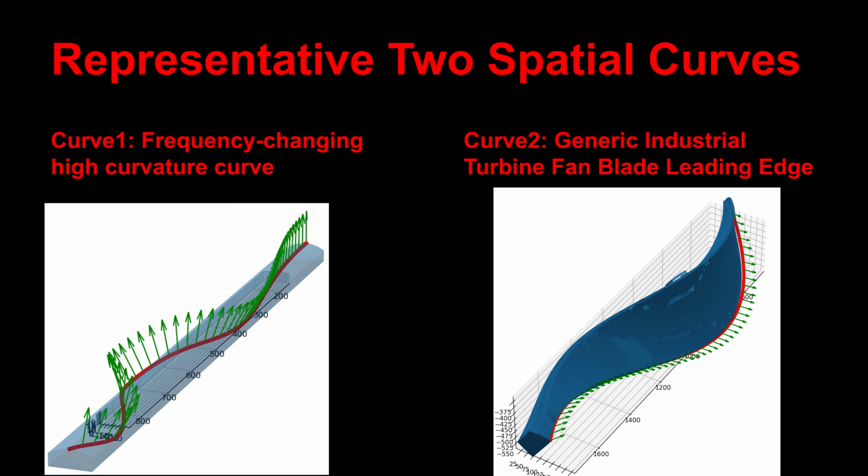In this paper, we focus on 2 representative target curves. Curve 1 is a multi-sinusoidal curve on a parabolic surface. Curve 2 is the leading edge curve of a representative turbine fan blade.